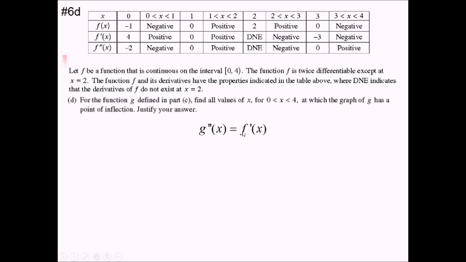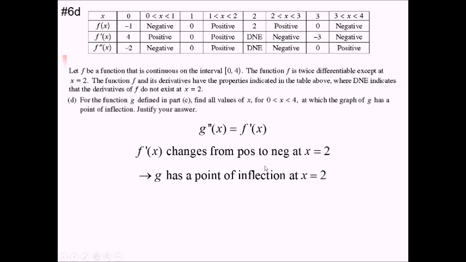Well, f prime of x is changing sign where in the graph? Only one place, actually, at x equals 2. So since f prime is changing sign at x equals 2, specifically from positive to negative, this tells us that g double prime is changing sign there, which tells us that g has a point of inflection at x equals 2.